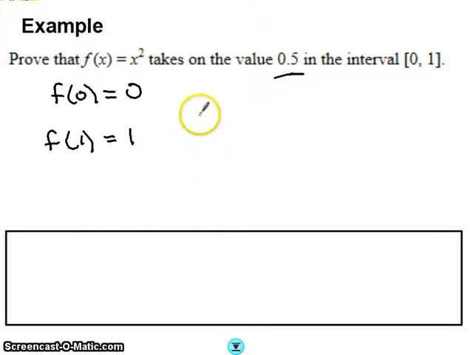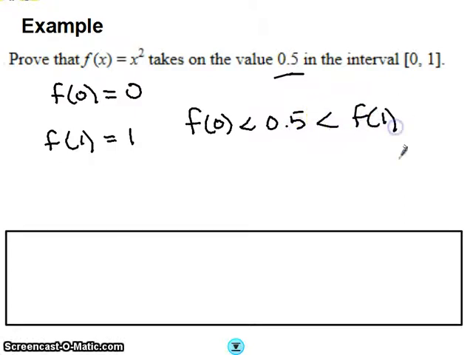Well, I think it's obvious that we can see that f of 0 is less than the value we're looking for, 0.5, and 0.5 is less than f of 1. So again, it just shows us that that value exists on the interval 0 to 1.